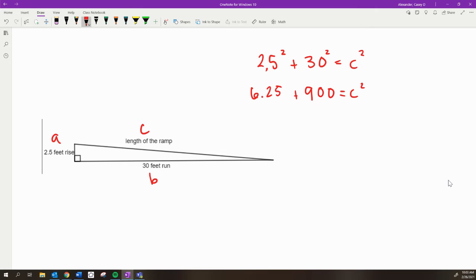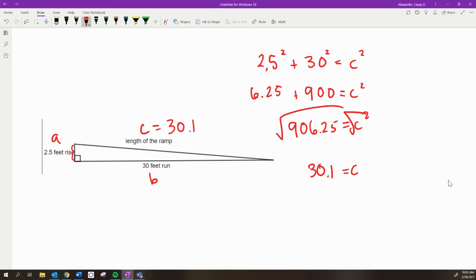So the difference between 2.5 and 30 is, well, what is that, 27.5? But the difference between these is much greater. So when I add them together, it's just 906.25, which is pretty close to 900. And then when you take the square root, if you round it, you get just 30.1. So it's really just like another 1/10 of a foot in length. And that makes sense. The shorter one of the legs is, the closer the other leg and the hypotenuse are going to be to being equal.